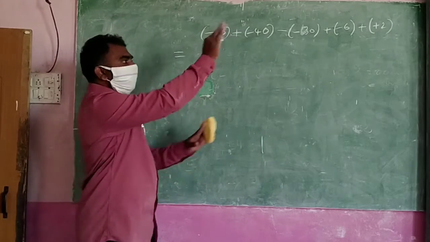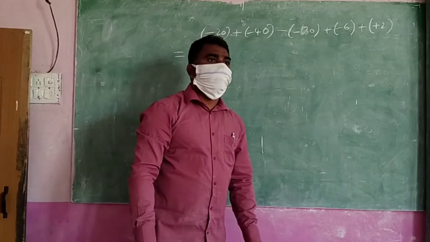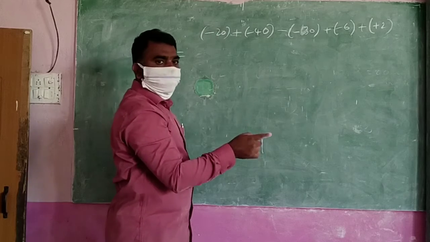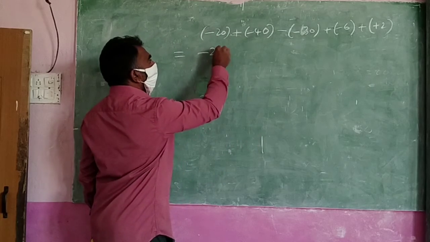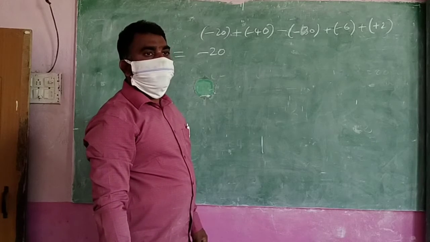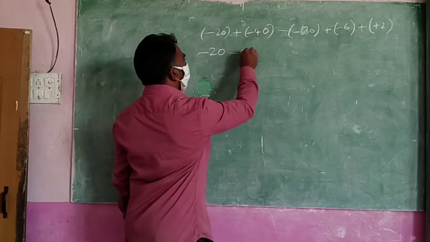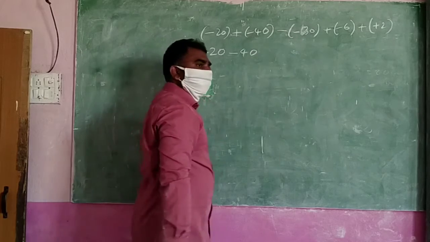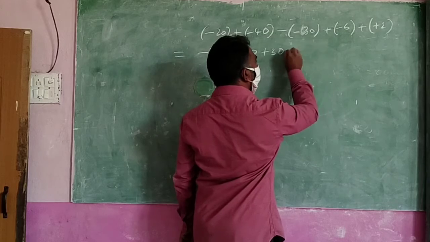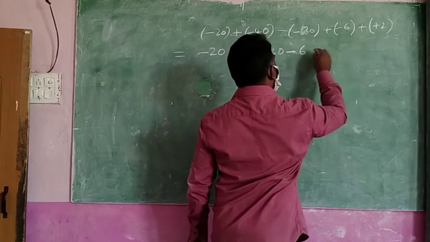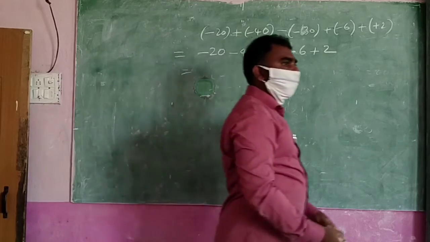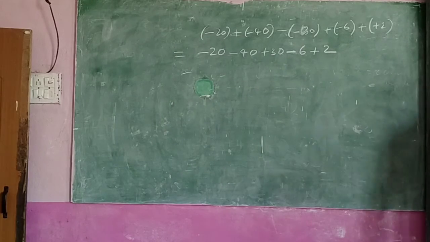Simple. First of all, you write without brackets. You know how to write it. First, only one symbol is there. You write directly. Here, two symbols are there. You know that plus minus will become minus. So minus 40. Minus minus will become plus. Plus minus will become minus, plus plus will become plus. Okay, this is completed.